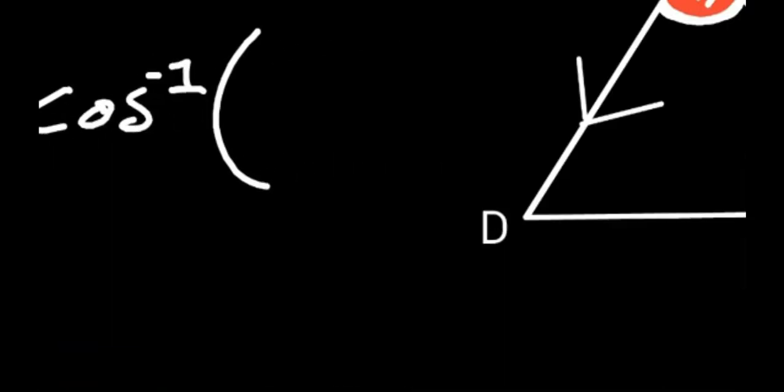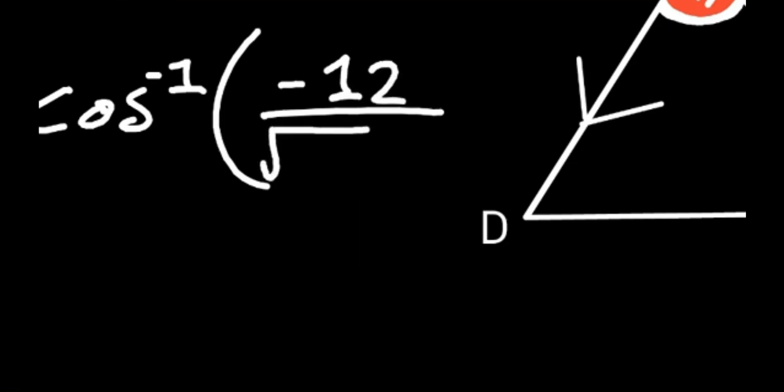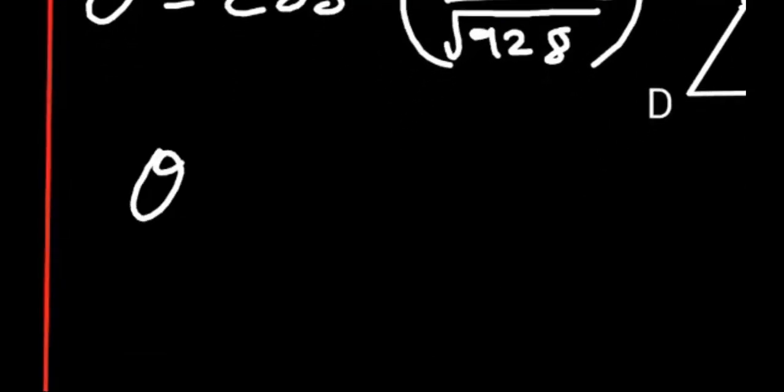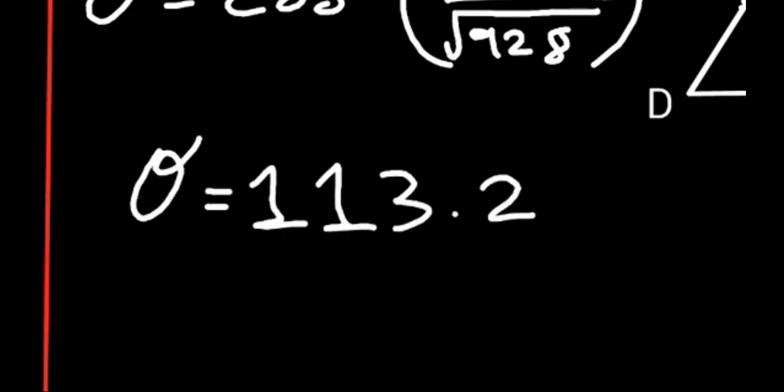And then all we do next is we find the angle, which is the inverse cosine of the -12 we got over the square root of 928. And how you do that on the calculator, you press shift, then cosine, and then you plug in the number. And then the angle I got here is 113.2 degrees.